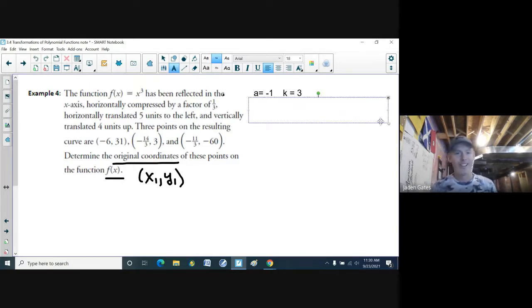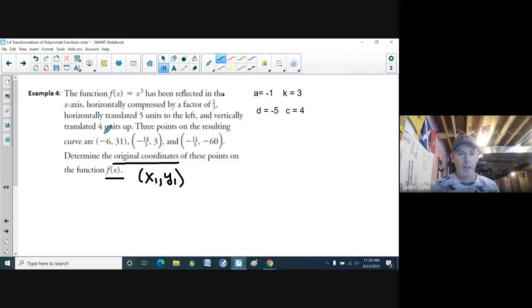Now, it's horizontally translated 5 units left. That's telling me my d is -5. And vertically up, so that c value is equal to up 4. So from those words, I got my a, my k, my d, and my c.